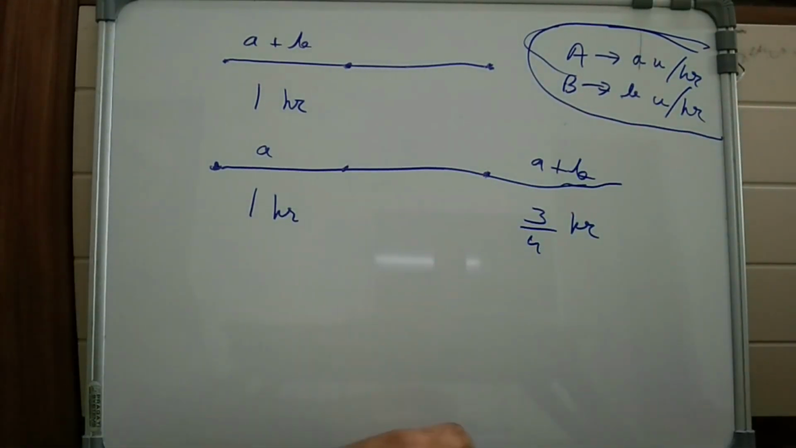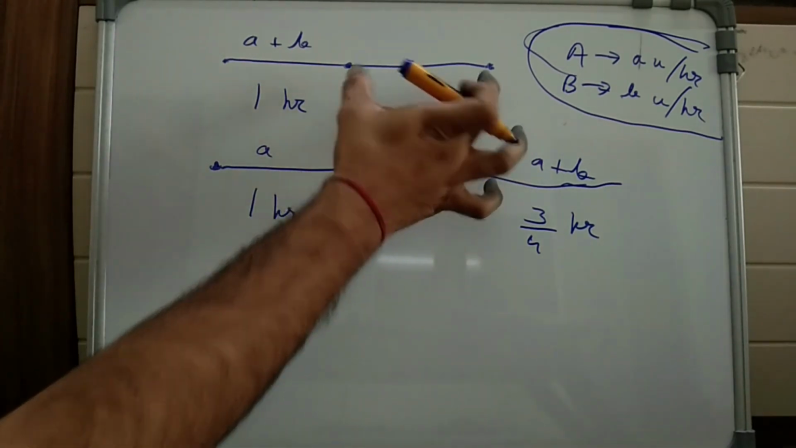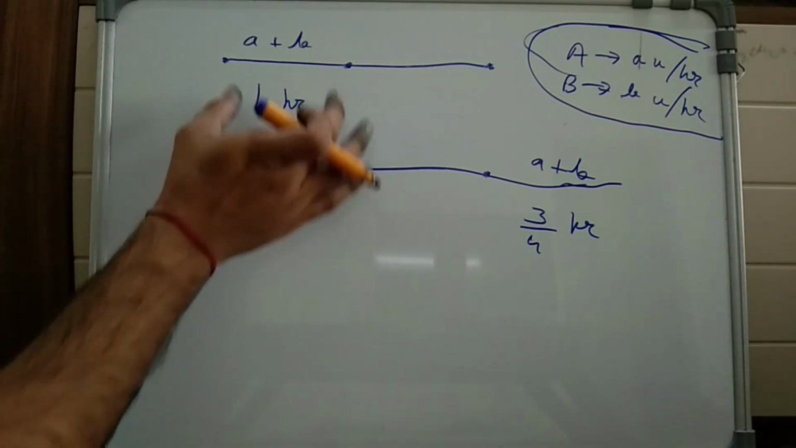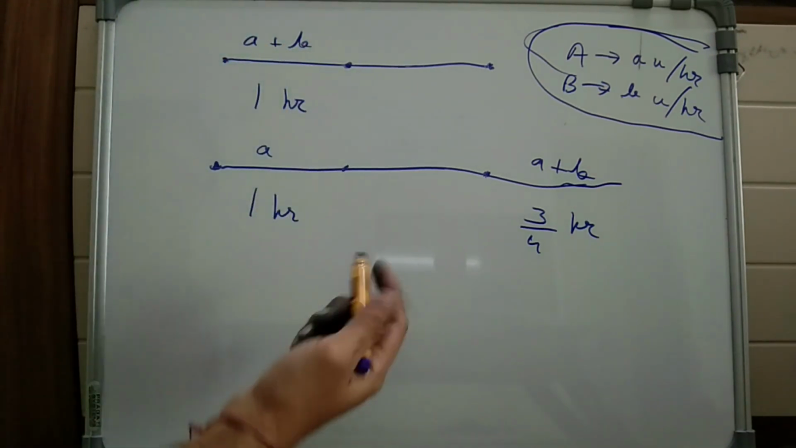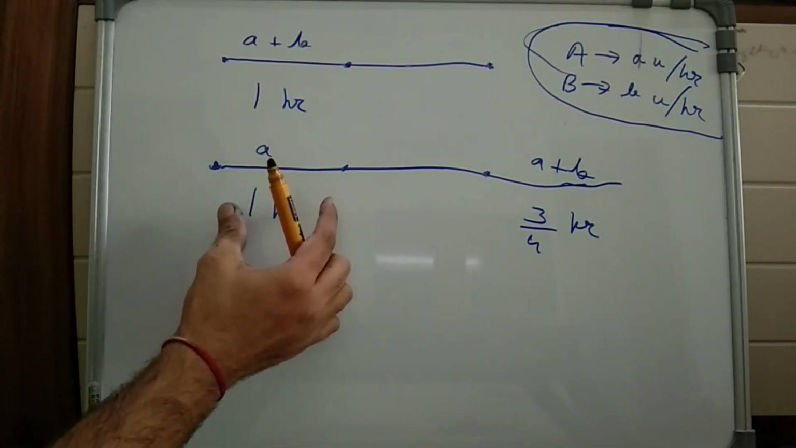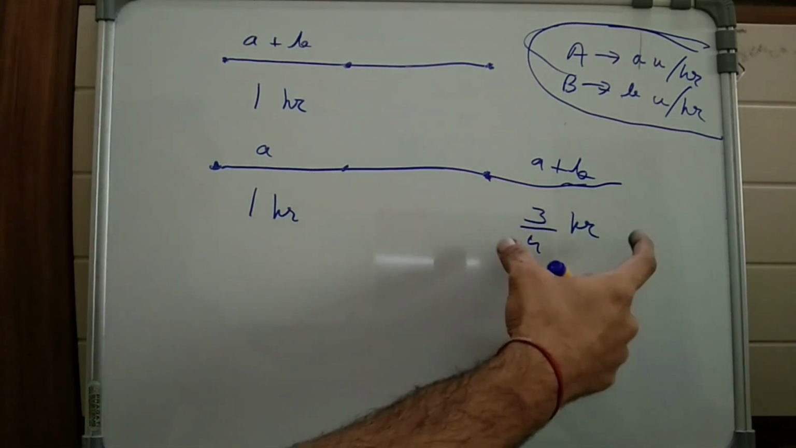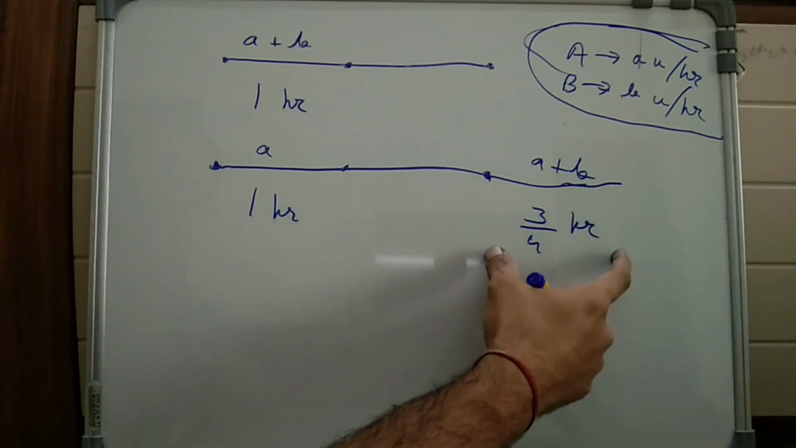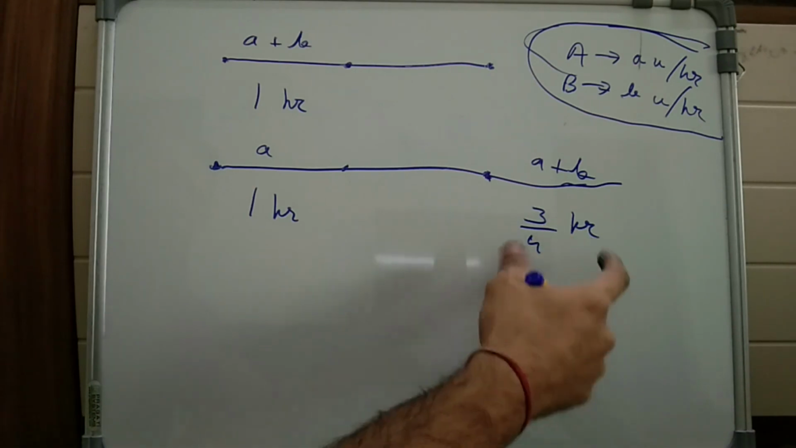Okay, so from this timeline, what I can say is that this part is common in both the scenarios. The difference is over here in this part. In this first hour, A plus B is working in the first scenario, and in the second scenario, in 1 hour, only A is working. And in the second scenario, they are working for an extra 45 minutes. This is for working 3 by 4 hours. A plus B are working extra for 45 minutes. Okay, 45 minutes is nothing but 3 by 4 hours.